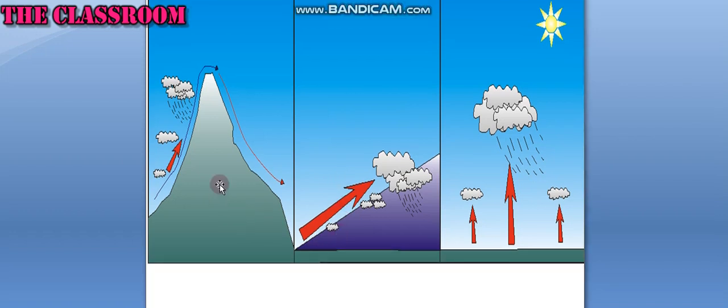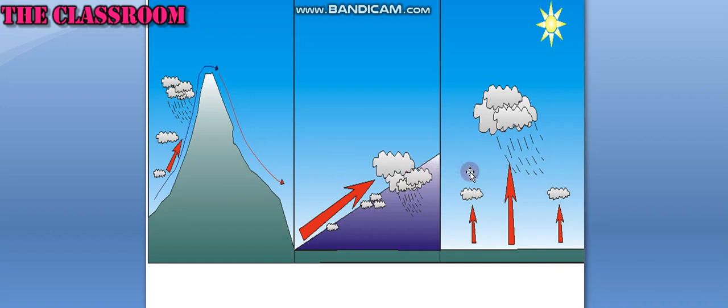The first one is convectional rainfall. The ascending moist air cools, condenses and results in convectional rainfall. Convectional rainfall occurs regularly in the equatorial region in the evenings. The next one is cyclonic rainfall. Warm and cold air masses converge, and condensation takes place on the boundary between the warm and cold air masses, called cyclonic rainfall or frontal rainfall.